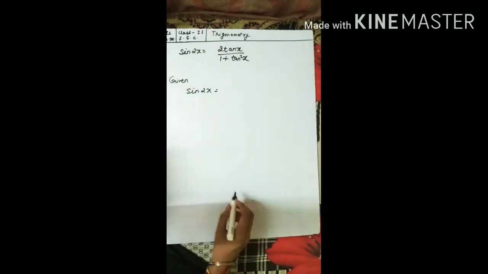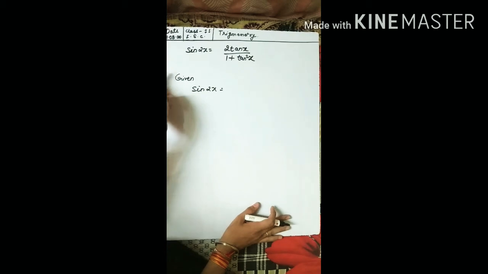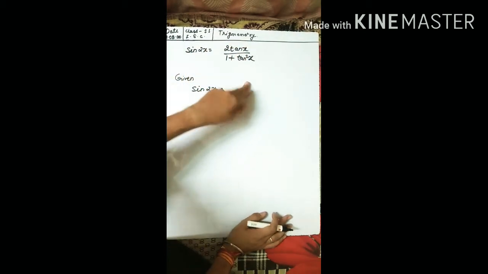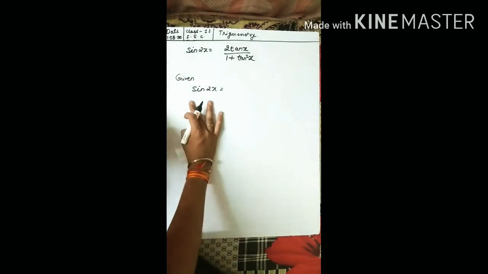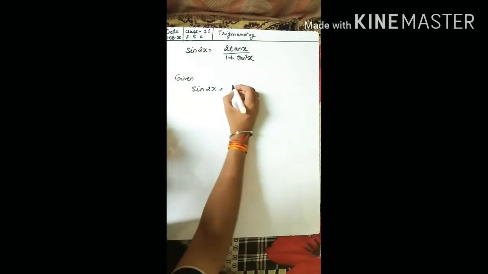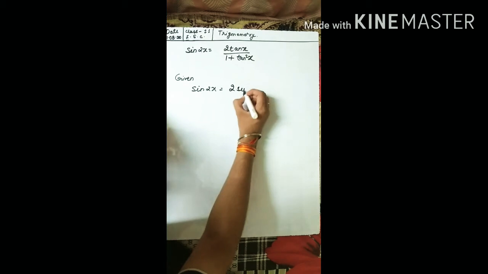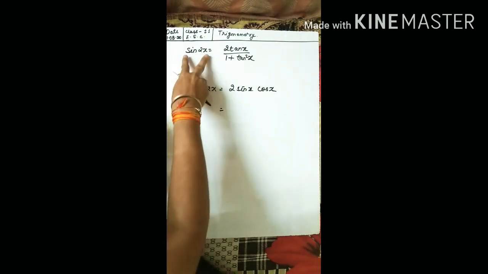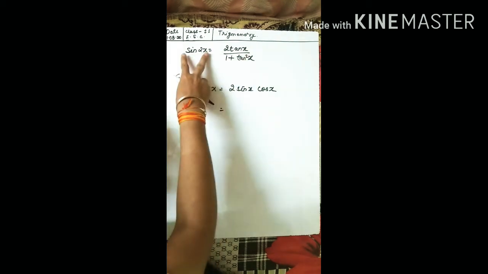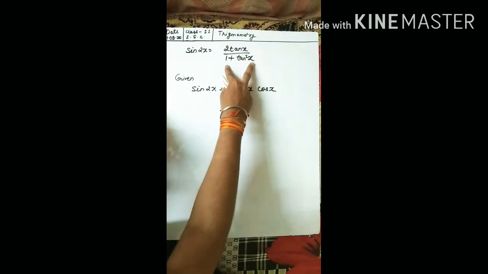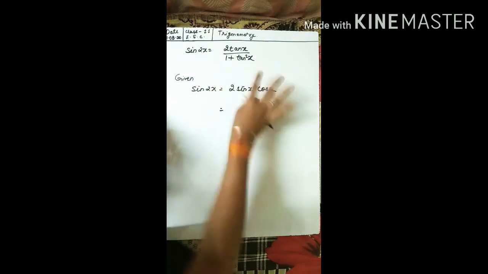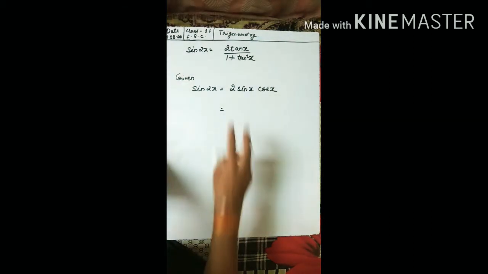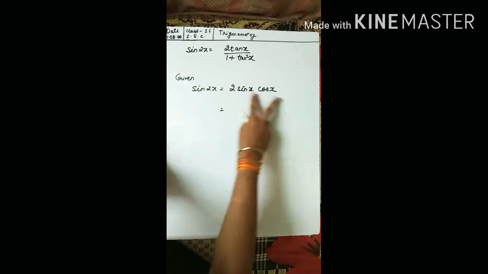So this was the proof which I was telling. Sin 2x is equal to 2 tan x upon 1 plus tan square x. We are given sin 2x. We know by the formula that sin 2x is 2 sin x cos x. Now we want the sin 2x formula in terms of tan x. So we try to make everything in tan terms. We have the formula sin 2x as 2 sin x cos x.